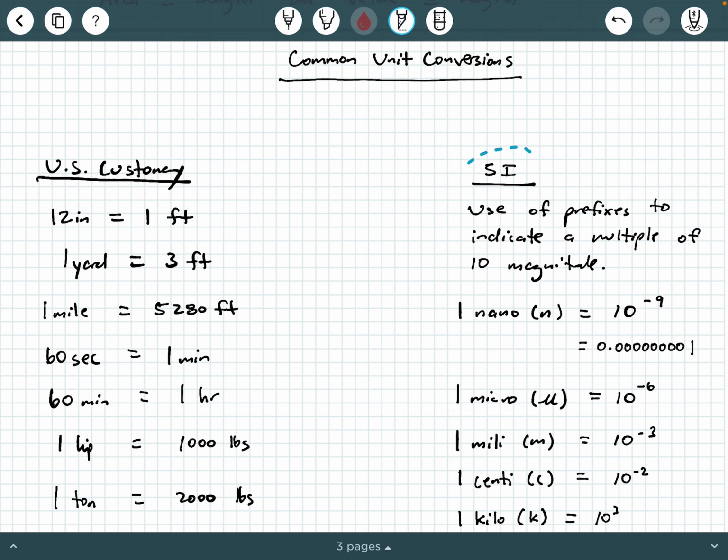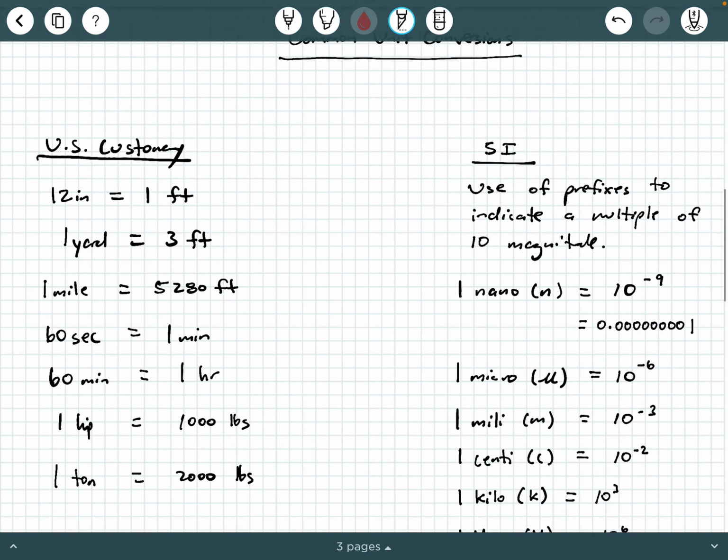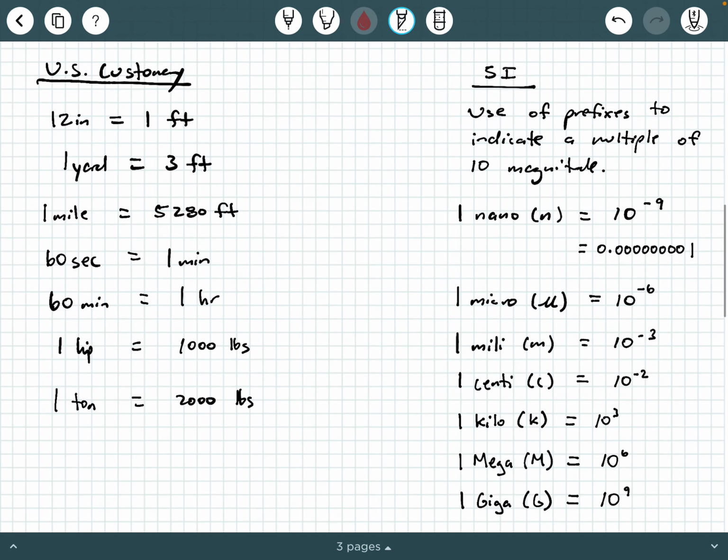What about on the SI side of things? So SI uses these special prefixes to indicate unit conversions that are based on a multiple of 10 magnitude. That's one of the great things about the SI system, that we can use what are called SI prefixes to convert between units based on a multiple of 10, okay? So let's go through some of these common SI prefixes.